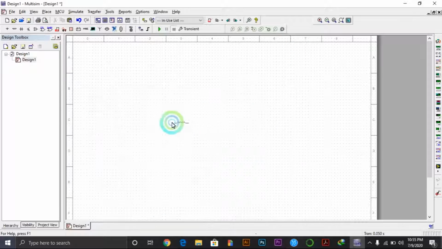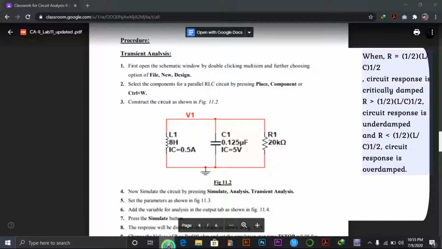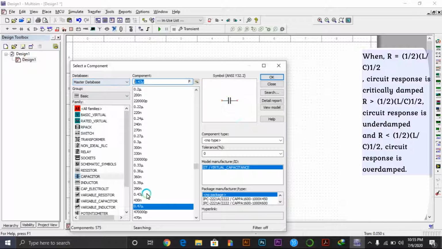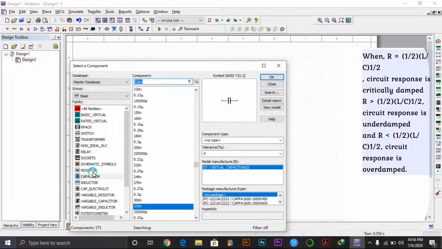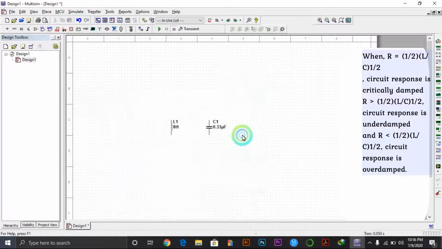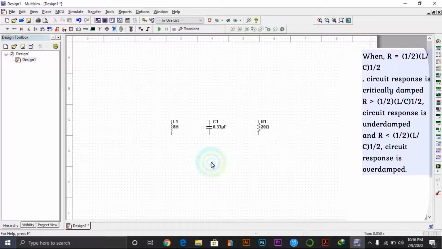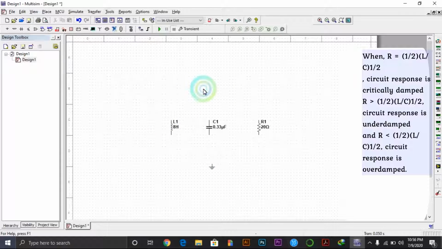Let's take inductor first of all. In place it, you can press Ctrl plus R to rotate it. Similarly for capacitor, you can grab any capacitor and change its value, it doesn't matter. Don't forget to put the ground. Okay, let's join the wire.